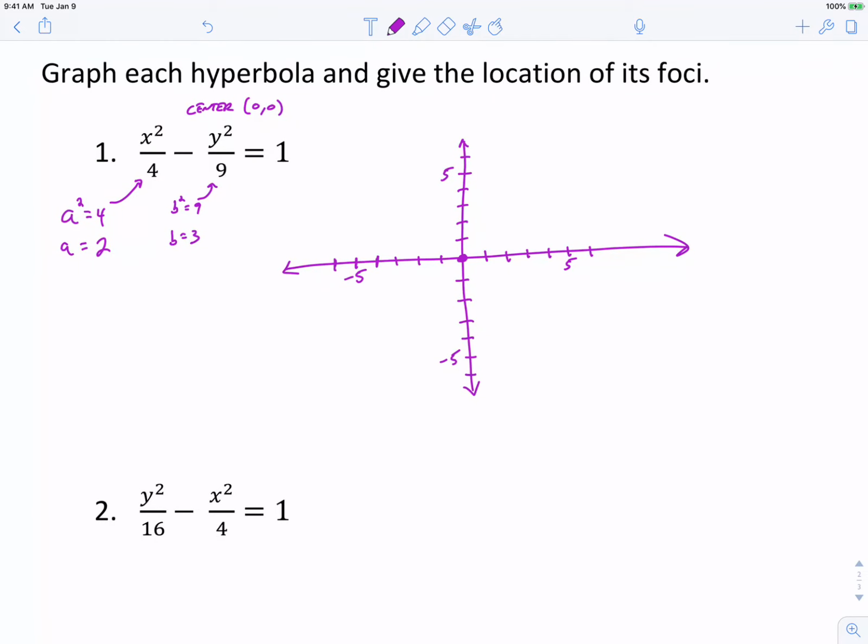Now the a means that it's underneath the x, right? So that means we're going to go out from the center in the x direction 2 units. And I'm just going to put a small dot there, or actually a dotted line. And then the b goes 3 units in the y direction because it's under the y. So I'm going to put a dotted line there. And what we end up doing is we make this box.